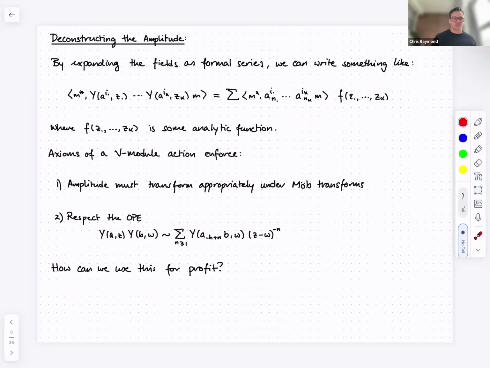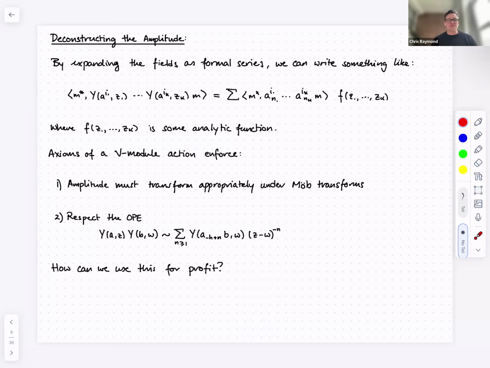The first thing that it gives us is that my amplitude has to transform appropriately under Möbius transformations, right? So these things are supposed to describe conformal field theories. These are exactly my conformal symmetry transformations. My physics should be in some sense invariant under these transformations, right? That's part of my game.